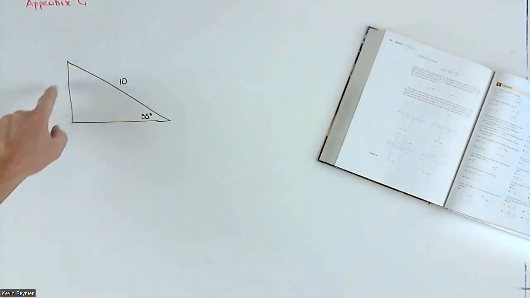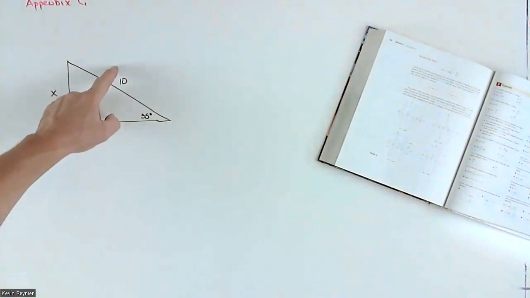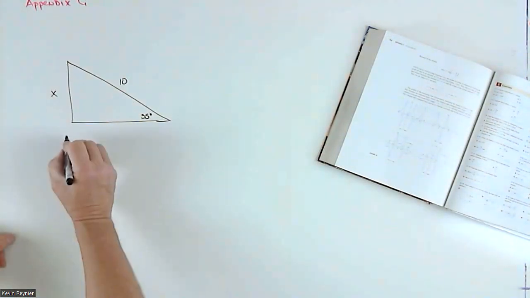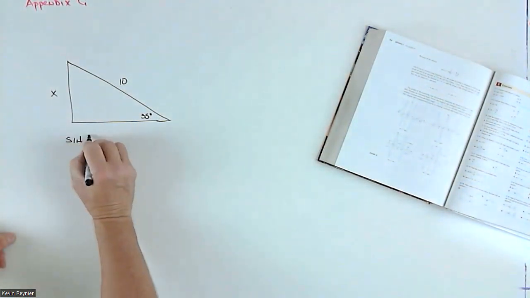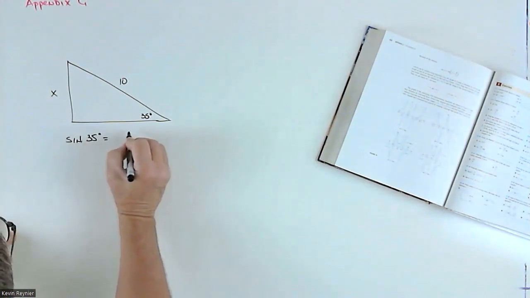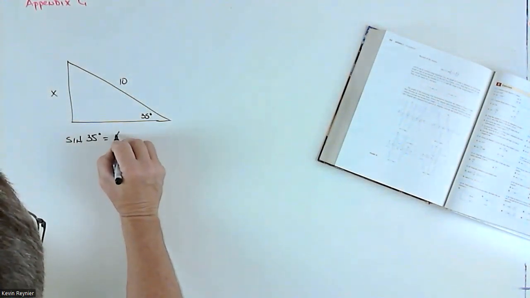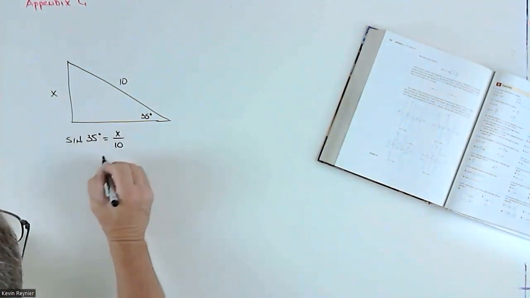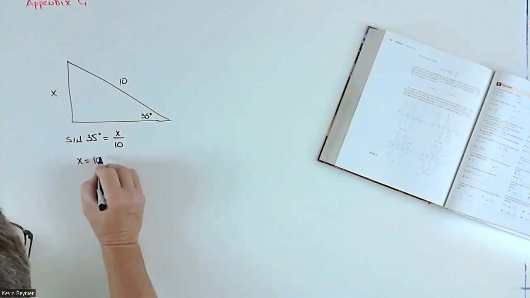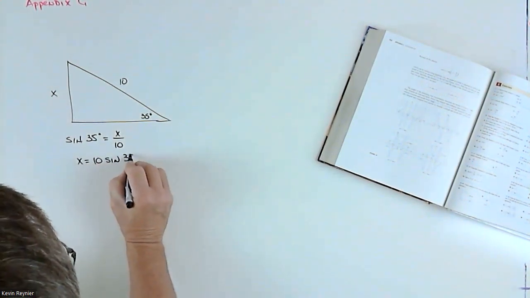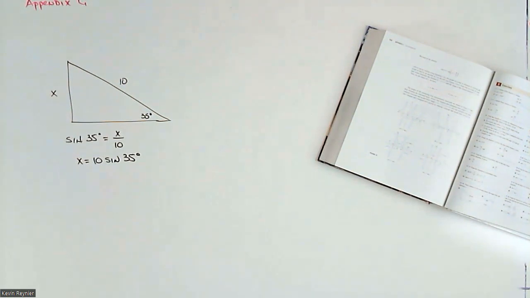Well, this is opposite, and that's hypotenuse. Opposite and hypotenuse is sine. So we know the sine of 35 degrees equals the opposite side, X, over 10. So X equals 10 times the sine of 35 degrees. And of course, I don't have a calculator, so I'm not going to be able to find that to 5 decimal places. But that's how you do 15.